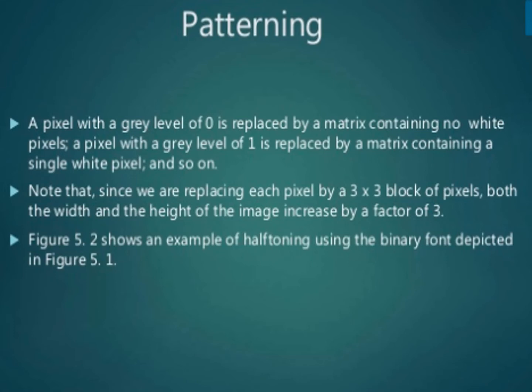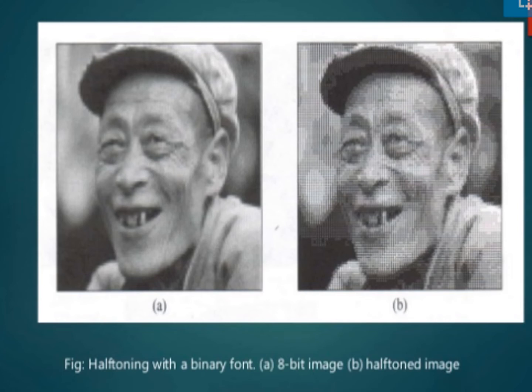A pixel with a gray level of 0 is replaced by a matrix containing no white pixels. A pixel with a gray level of 1 is replaced by a matrix containing a single white pixel, and so on. Note that since we are replacing each pixel by a 3 cross 3 block of pixels, both the width and the height of the image increase by a factor of 3. This is one such example of patterning with a binary font. A is an 8-bit image and B is the halftoned image. We can clearly perceive the image.